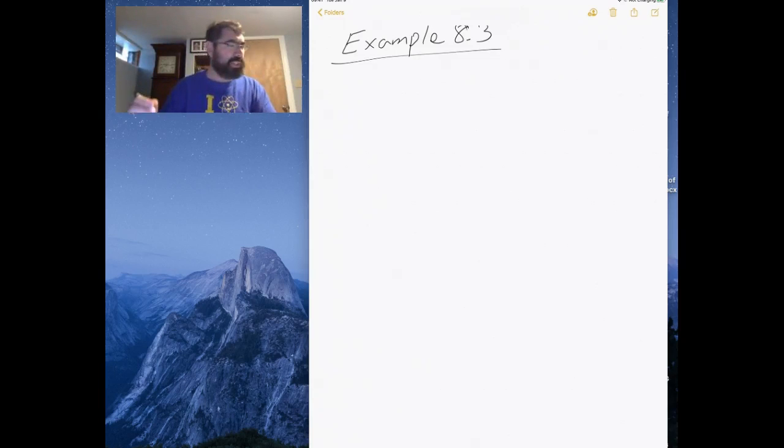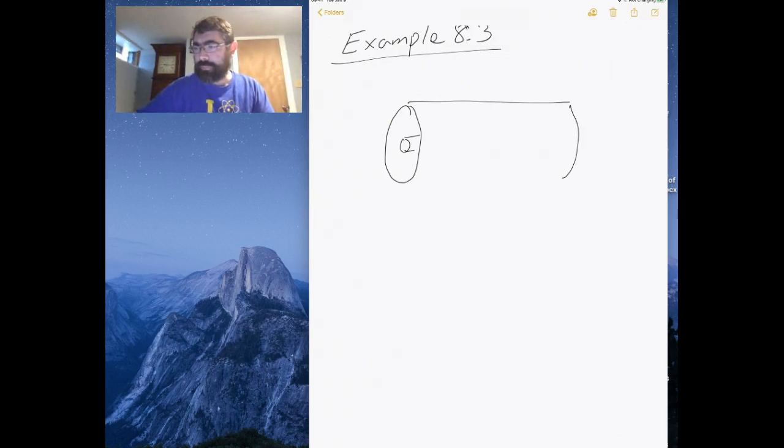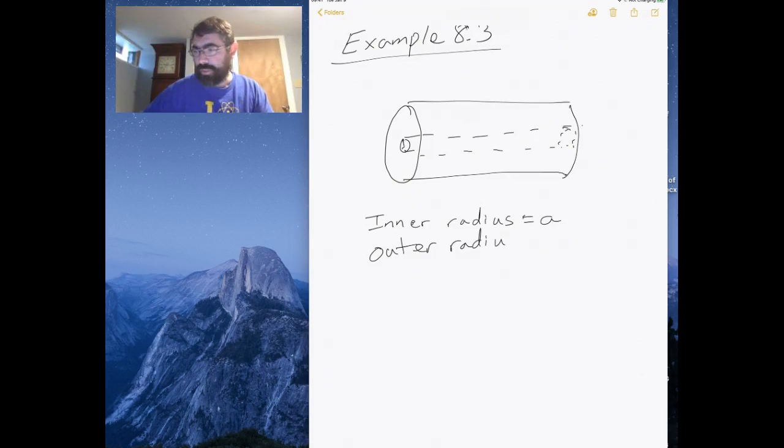So the case we want to consider is a coaxial cable, which is essentially made out of two cylinders. The inner cylinder has a radius, so the inner radius is a. The outer radius is b, right here. It has an overall length of L, like so.